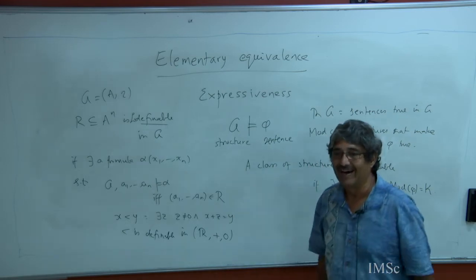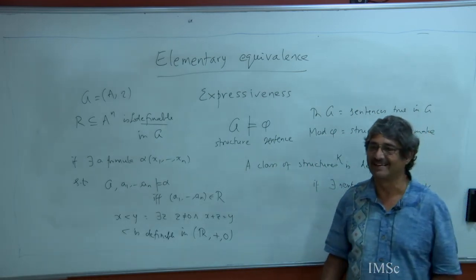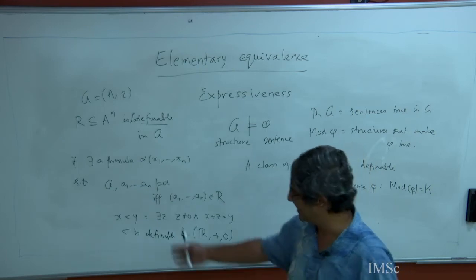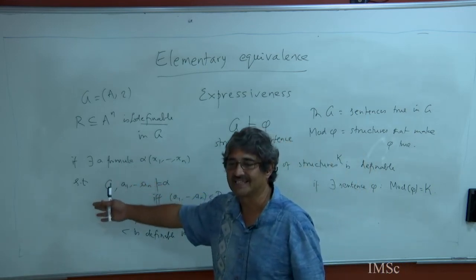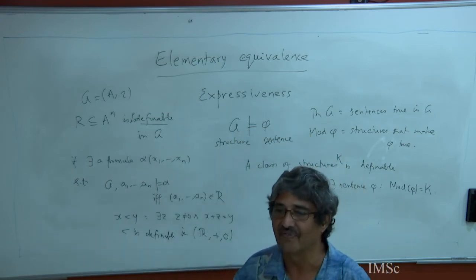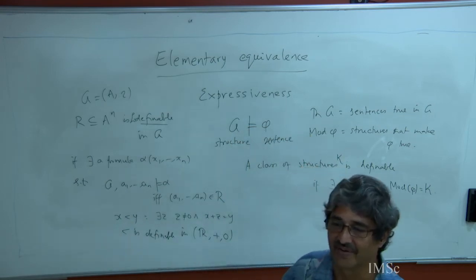So this is where the interesting thing comes. If it's definable, you write a sentence. If a relation is definable in a structure, write a formula for it. But what if it's not definable? How would you prove that it's not definable?